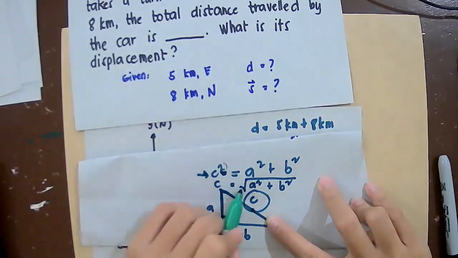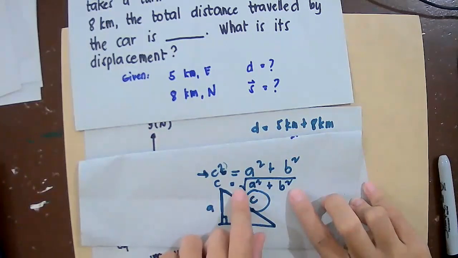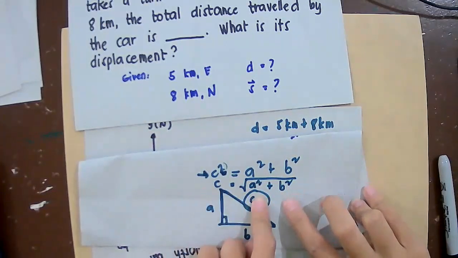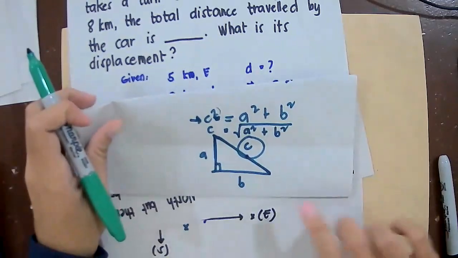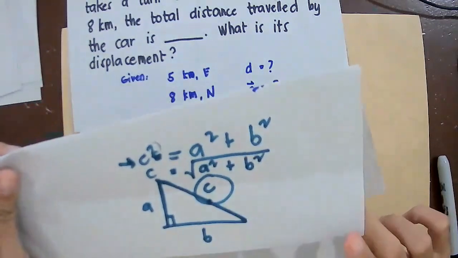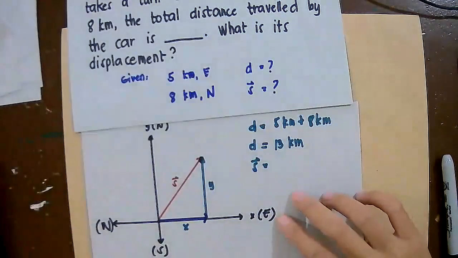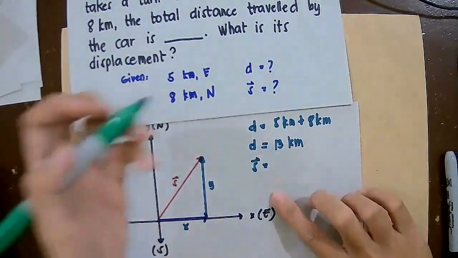So in that case, you have to square both sides. Okay, so square natin ito, you will have C is equal to square root of A squared plus B squared. So this is your Pythagorean theorem. Okay, Pythagorean theorem ang tawag siya. Okay, so let's apply your Pythagorean theorem in this problem.